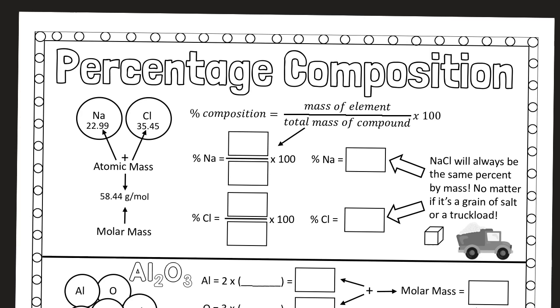So for this one right here, we've got NaCl. There's our sodium. There's our chlorine. We add them together and we're going to get the atomic mass, which if you add these two numbers together, you're going to get 58.44 grams per mole. Grams per mole. And this is, of course, the molar mass. So we take the atomic masses, add them together, and it's going to give us the molar mass.